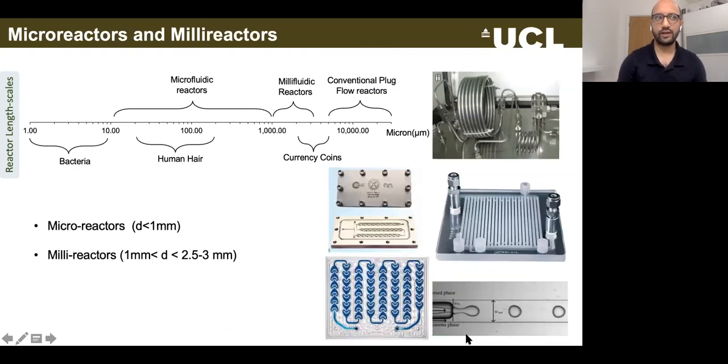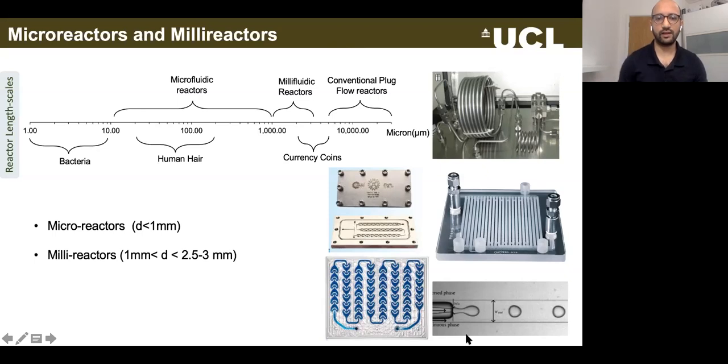The types of flow reactors we'll be talking about today are microreactors and millireactors. So what are microreactors? Microreactors are very small reactors where the channel size is very small. In this size chart, you can see different reference points of microreactors and millireactors and compare them with something usual, which we have some idea about.